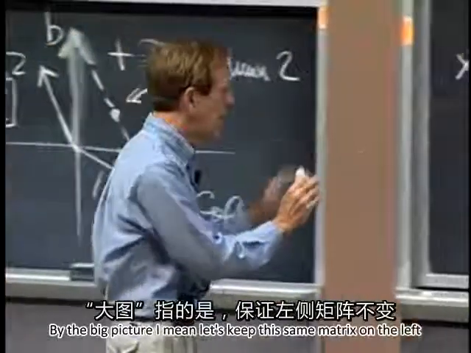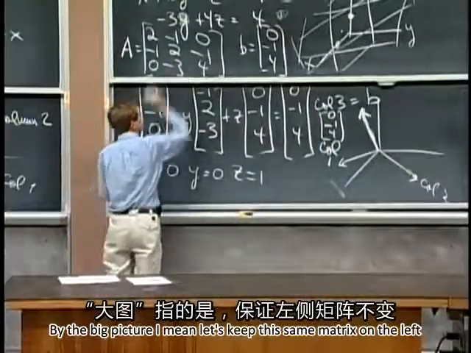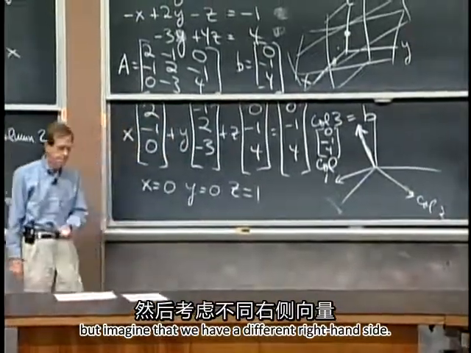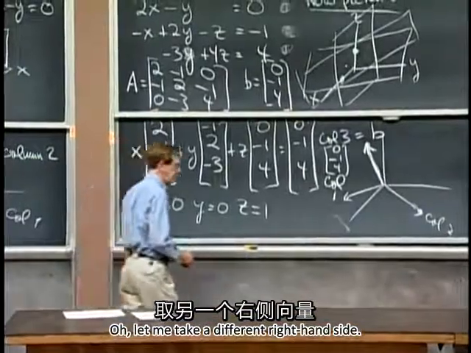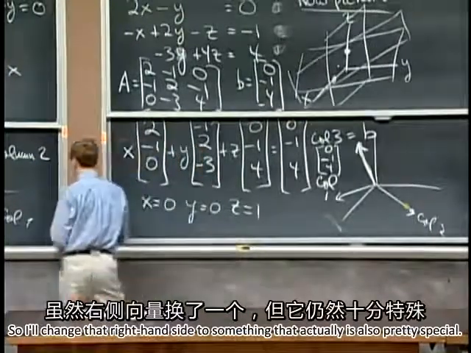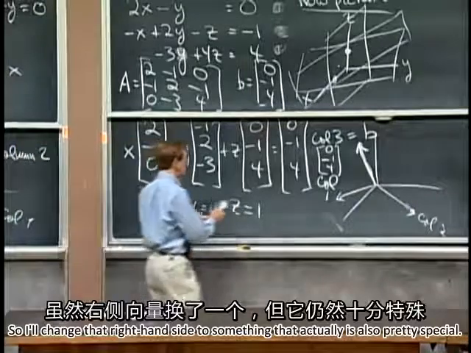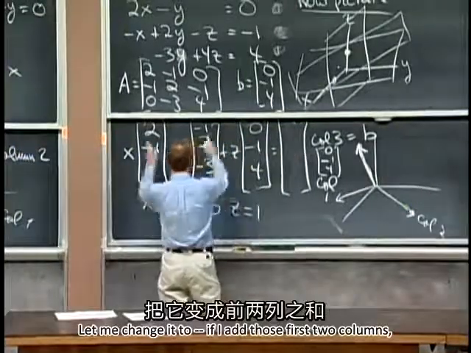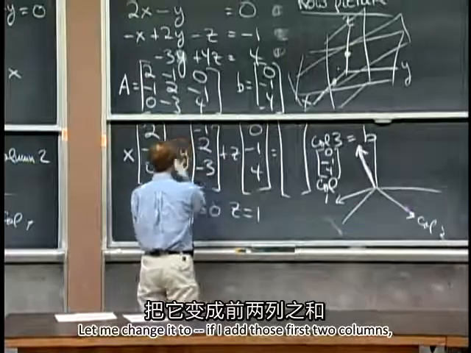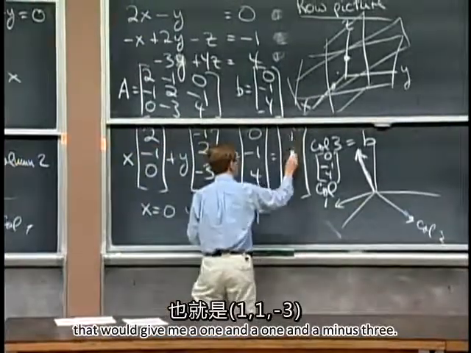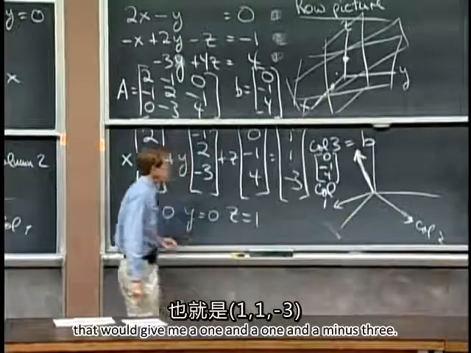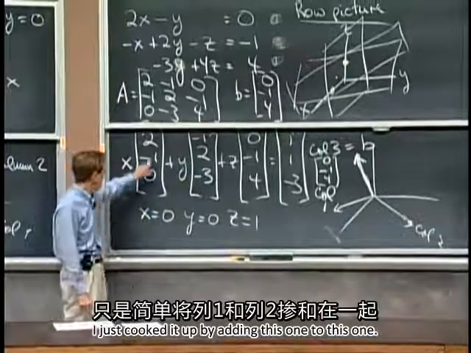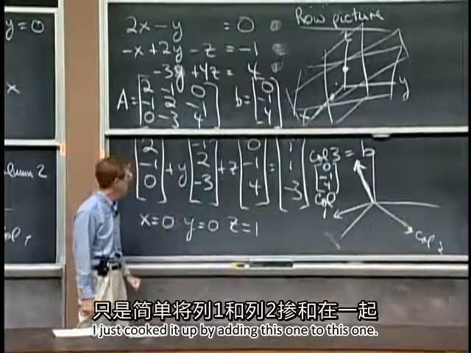By the big picture, I mean, let's keep this same matrix on the left, but imagine that we have a different right-hand side. I'll change that right-hand side to something that is also pretty special. Suppose I add those first 2 columns, that would give me a 1 and a 1 and a minus 3. There's a very special right-hand side. I just cooked it up by adding this one to this one.